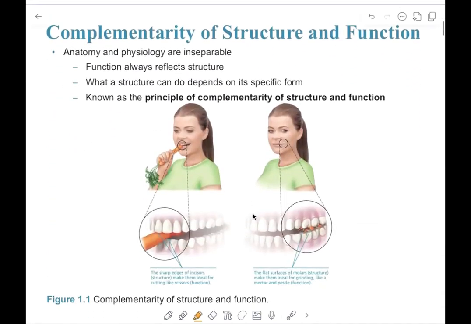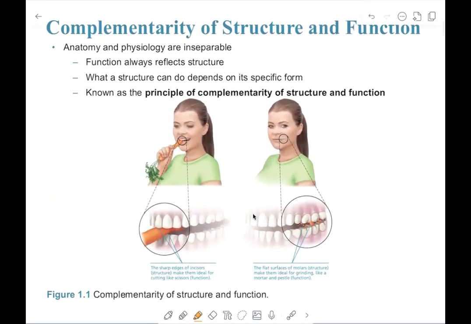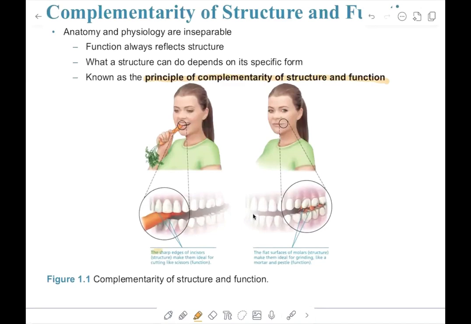So an example of how the anatomy and the physiology complement themselves is shown on this slide, and it's what we call the principle of complementarity of structure and function. So in this case, the sharp edges of the incisors, that's the structure. So basically whatever you can see is the anatomy, and the why is the physiology. In this case, it allows for cutting like scissors.